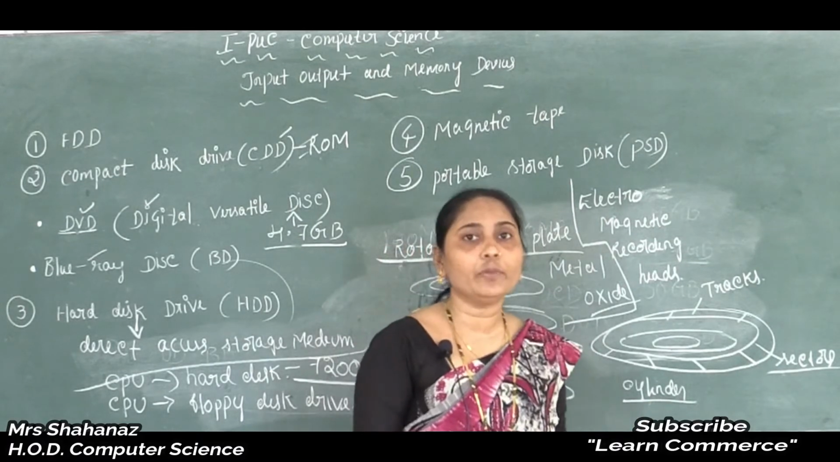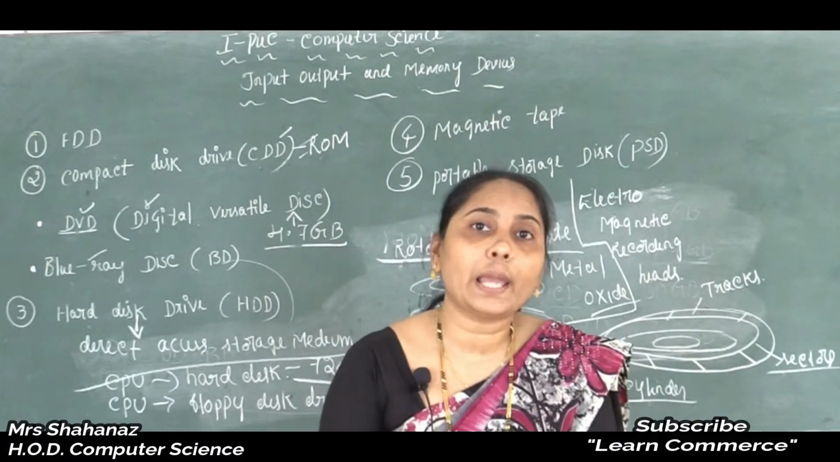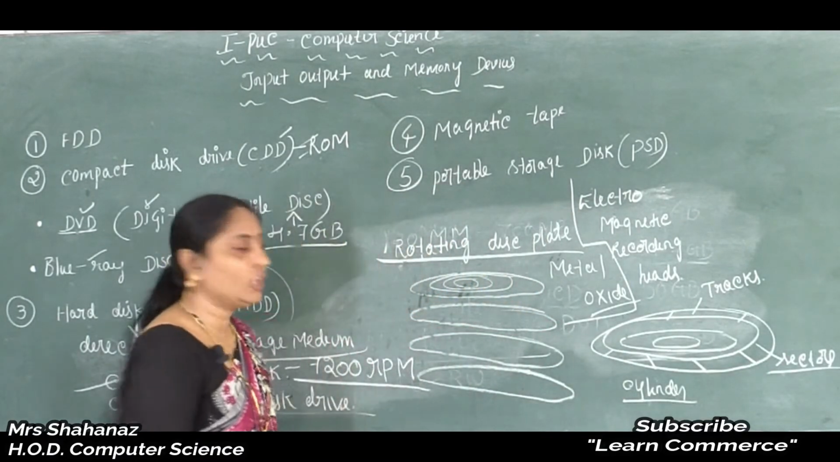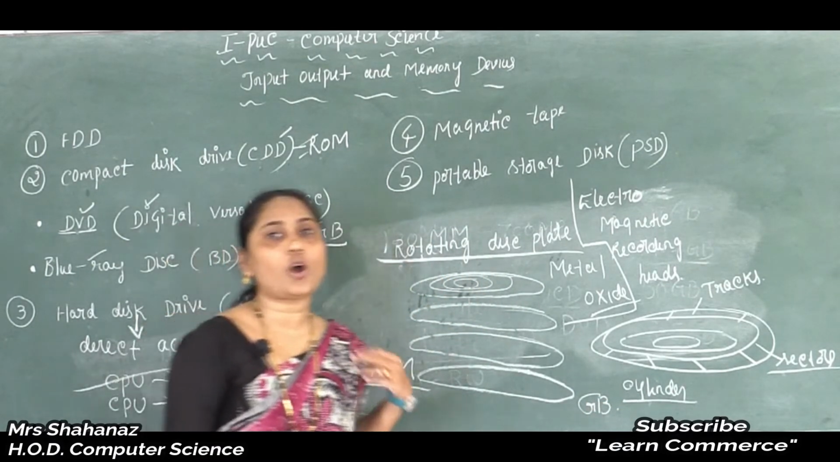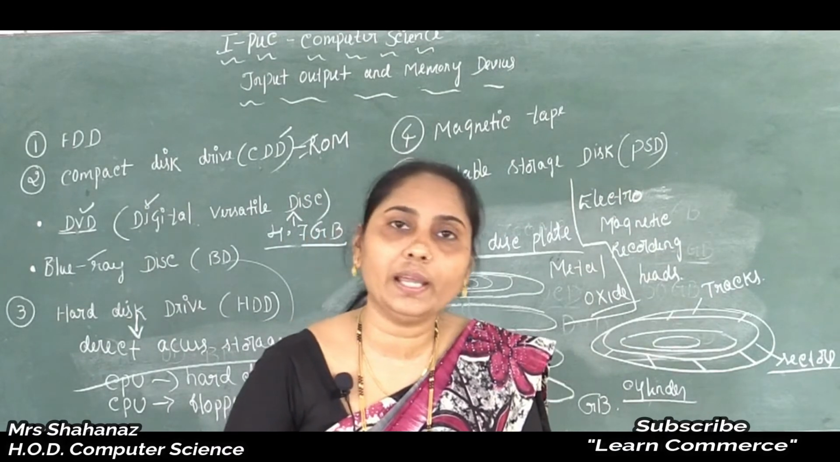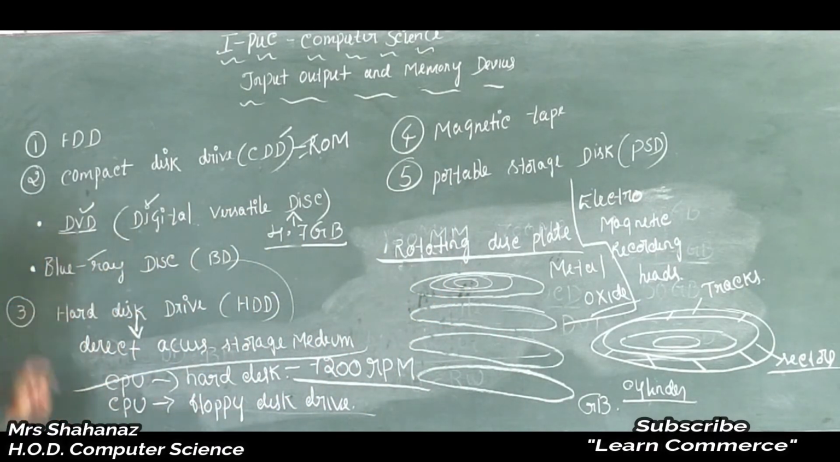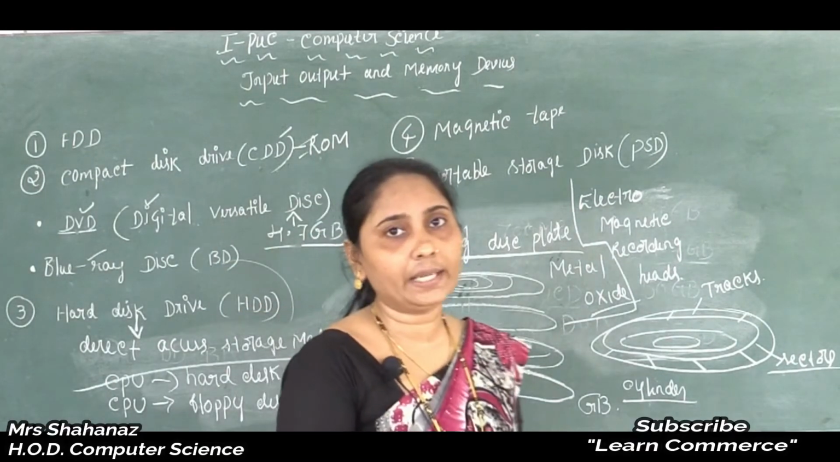So finally, we can say that the modern capacity of a hard disk drive can store gigabytes of information. Clear this point here. Gigabytes means 1000 megabytes of information. So this is about our hard disk drive. Clear the meaning of the hard disk drive, what I said about it.